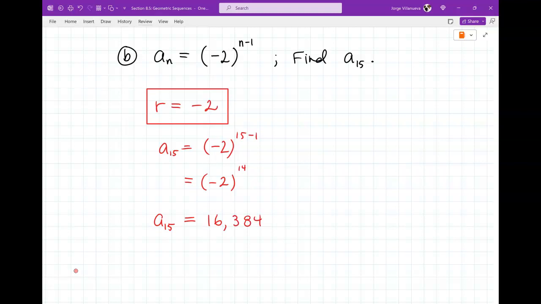But 16,384. If you got a negative answer, again, anytime you take a negative number to a power, make sure you put the negative number in parentheses, or else it's going to give you the wrong answer. That's why when you plug in negative 2 squared into your calculator, it'll throw out a negative 4. But if you put negative 2 in parentheses, it'll throw out a positive 4. So make sure you use parentheses for negative numbers raised to a power.